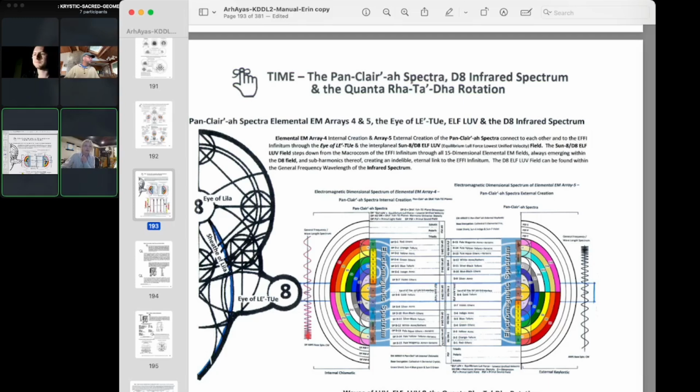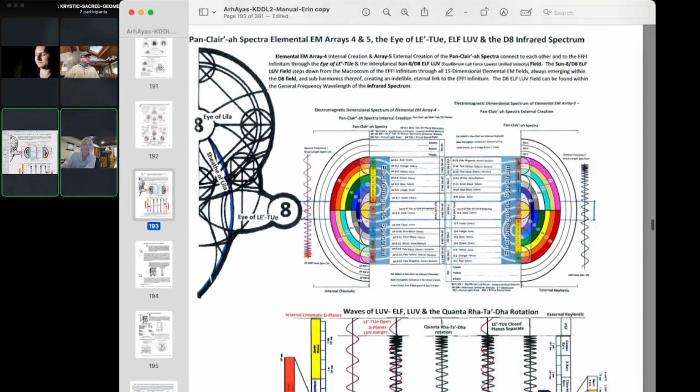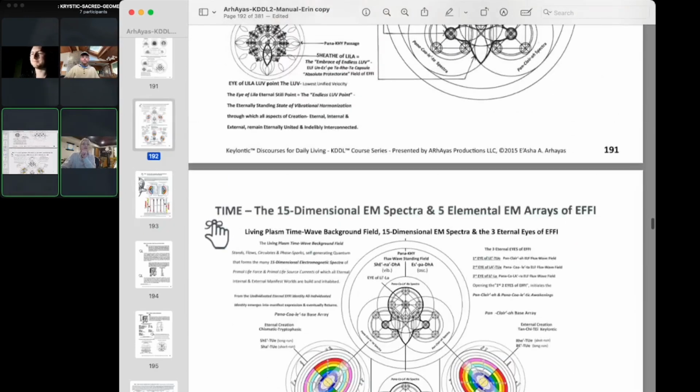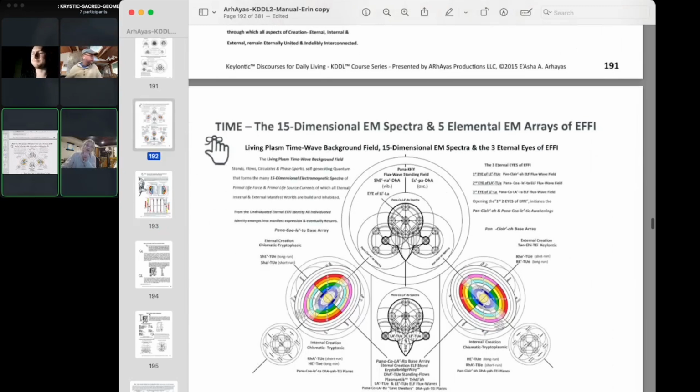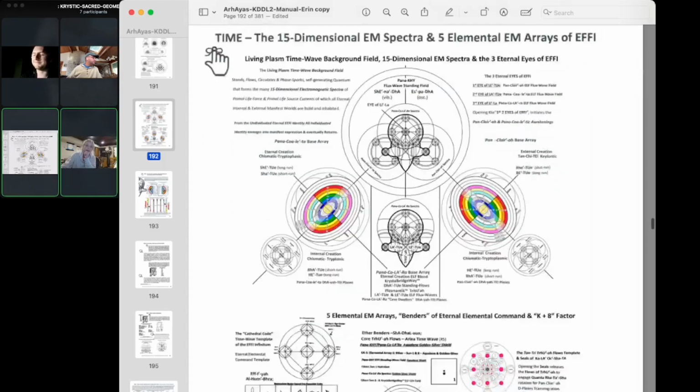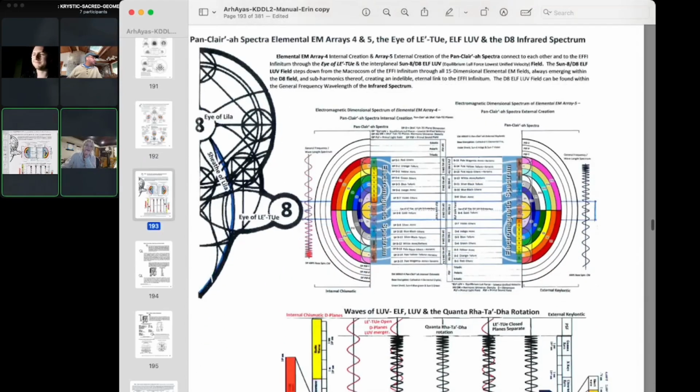So if you see this one electromagnetic spectrum we're looking at now, we saw up here that they divided this in half, into external chelontic and internal chismatic. Okay, and so down here we're looking at the internal electromagnetic array. It's called an array on this level.